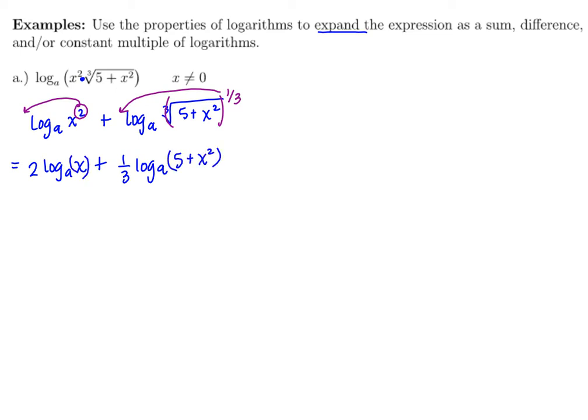And then we're stuck. We expanded the logarithm as much as we can, and we have written the sum of the logarithms, and we have multiples instead of powers. So that's as expanded as it can get.